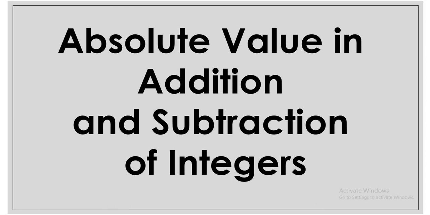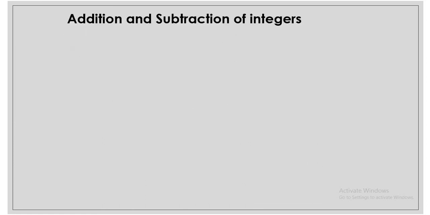So let's go on now to absolute value in addition and subtraction of integers. Absolute value plays a vital role in performing operations on integers. So when you see the words absolute value, meaning to say when you're adding positive numbers and negative numbers, all answers must be in positive form. Let's go on now to addition and subtraction of integers.